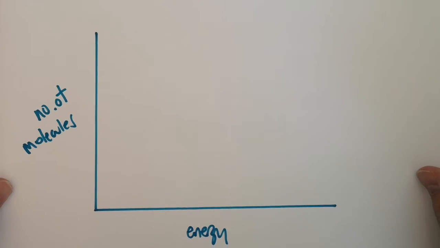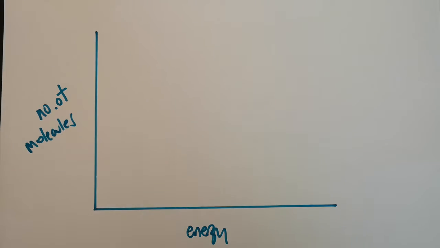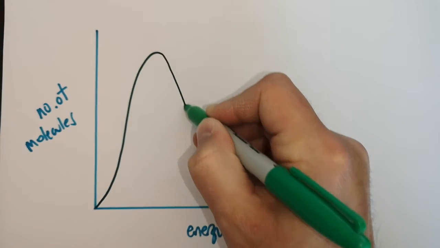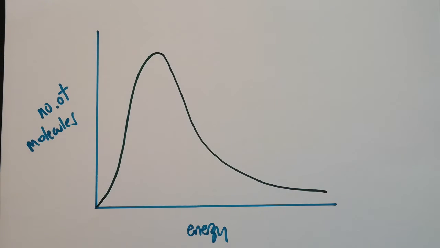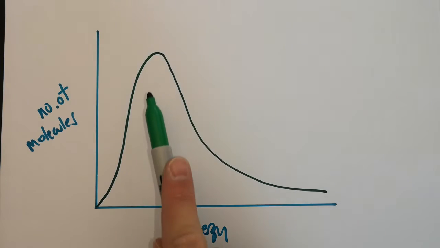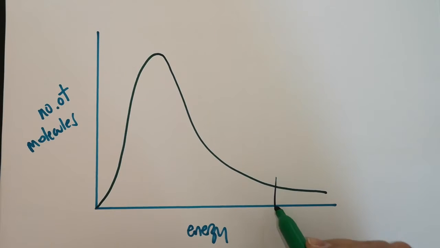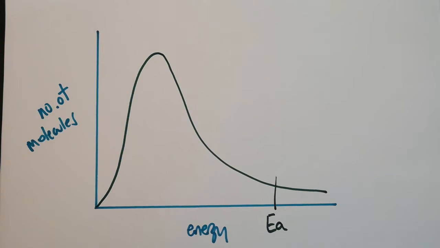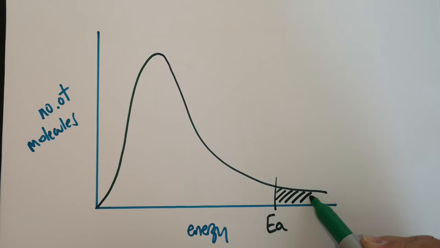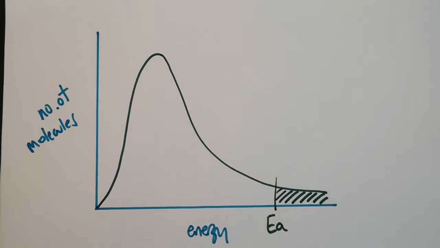So here is a blank Boltzmann distribution. I'm going to draw my curve on, so a nice hump and a tail like that. Remember, it starts at the origin, there is a hump and there's a tail that never touches the x-axis, and then there is an activation energy present, remembering that these molecules here are the ones that can react. If I introduce a catalyst, that catalyst will provide an alternative pathway which results in a lower activation energy.